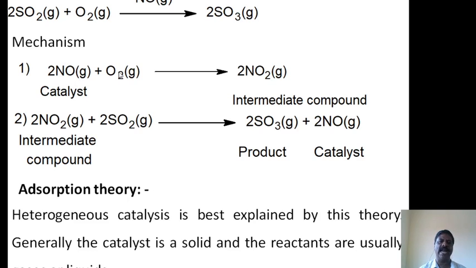The mechanism of this reaction can be written as follows: two molecules of nitric oxide, which is the catalyst, and one molecule of oxygen gas form nitrogen dioxide. Nitrogen dioxide is an intermediate product, and it is unstable. Then this unstable product combines with the other reactant, sulfur dioxide, to form the product with liberation of nitric oxide, the catalyst, set free. And this theory is called the intermediate compound formation theory.